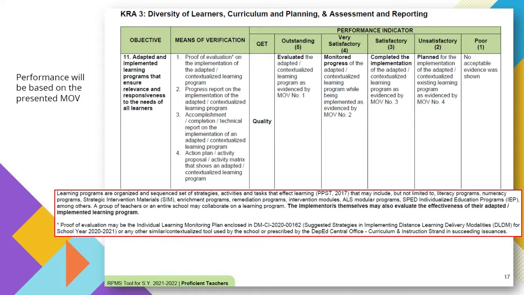That's number 11. So nakalagay dyan sa ating MOVs, number 1, proof of evaluation on the implementation of the adapted contextualized learning program. Number 2, progress report on the implementation of the adapted or contextualized learning program. Number 3, accomplishment or completion technical report on the implementation of the adapted or contextualized learning program. And number 4, action plan, activity proposal, activity matrix that shows an adapted or contextualized learning program.